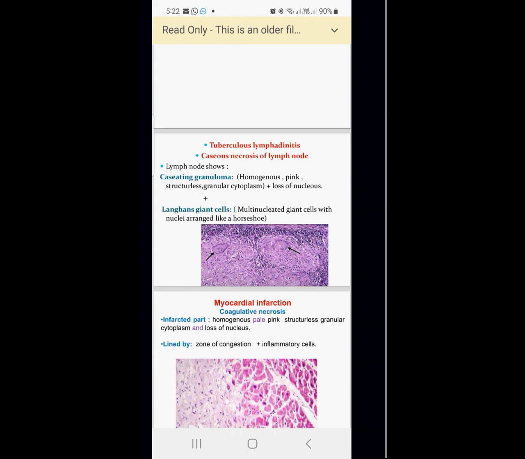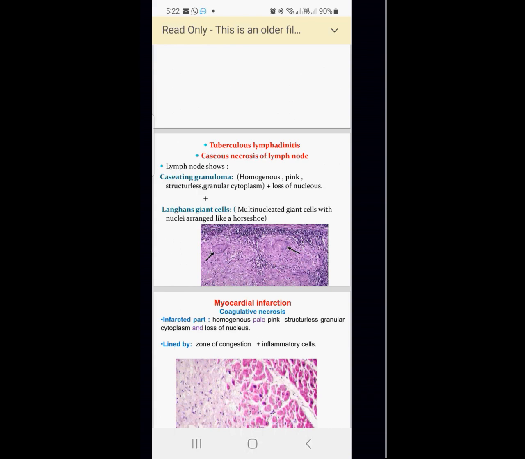On spot diagnosis, homogeneous, pink, structureless, granular cytoplasm, and loss of the nucleus. You can see Langerhans cells, which is multinucleated giant cells with nuclei arranged in horseshoe pattern اللي عليها السهم دي اللي انتوا شايفينها. This is the exact features of tuberculous lymphadenitis, caseous necrosis of the lymph nodes with Langerhans cells.